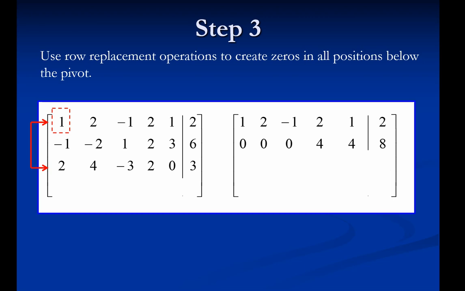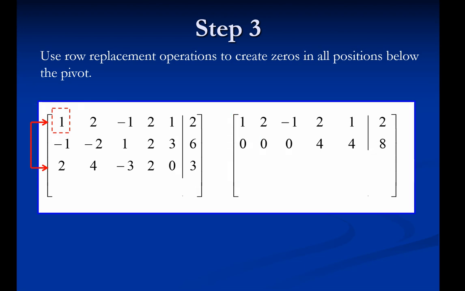What do we need to do? We need to get rid of the 2 and make it a 0. So what are we going to do? Okay, well, I'm going to multiply the top row by negative 2. Why? Well, negative 2 times 1 is negative 2. Negative 2 plus 2 will get me a 0 here. So that's what I'm trying to do. I'm trying to get zeros in the column below that first pivot.